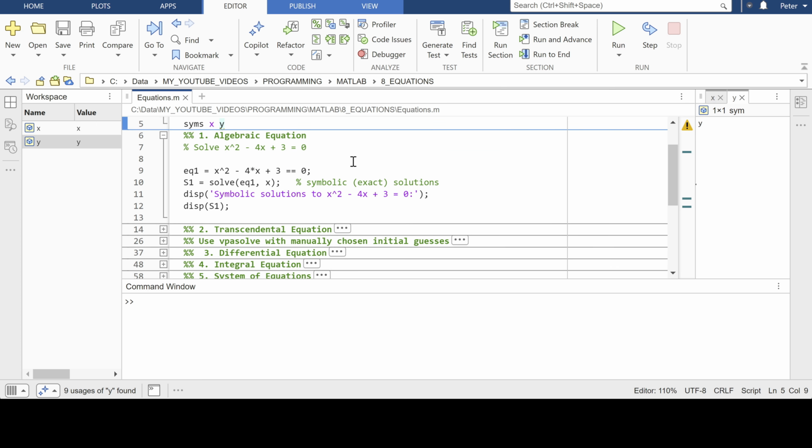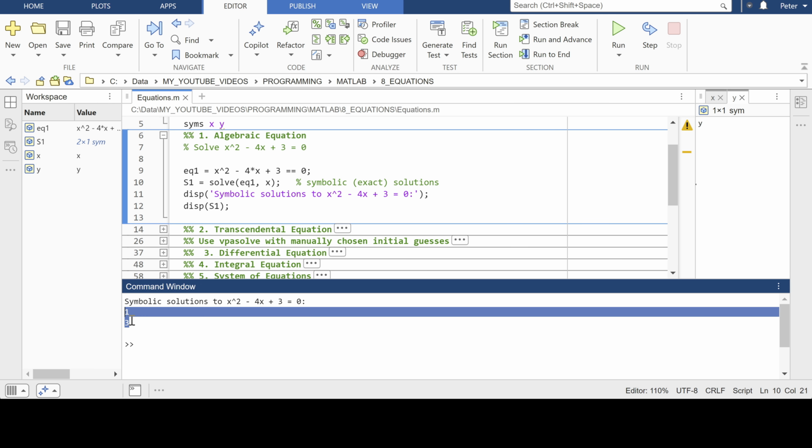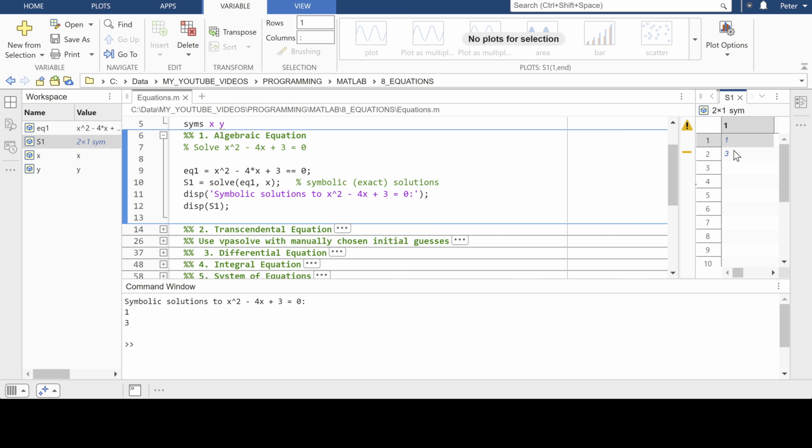Let's begin with a classic quadratic equation. x squared minus 4x plus 3 equals 0. We type EQ1 equals x squared minus 4 times x plus 3 equals 0. Solve EQ1, x. MATLAB returns the exact symbolic roots, in this case, the numbers 1 and 3. Symbolic solvers are great for algebra, calculus, and verifying textbook results.